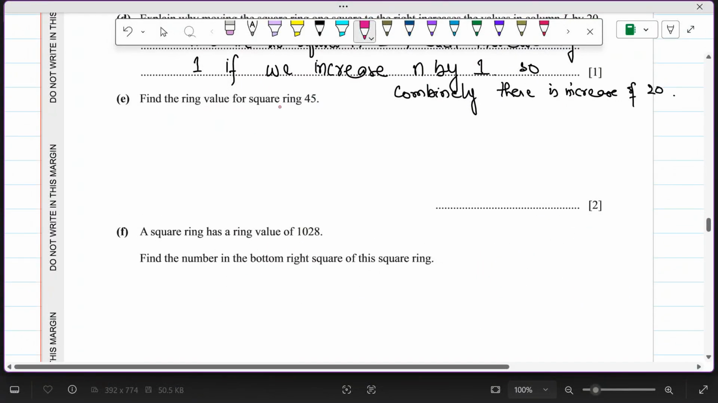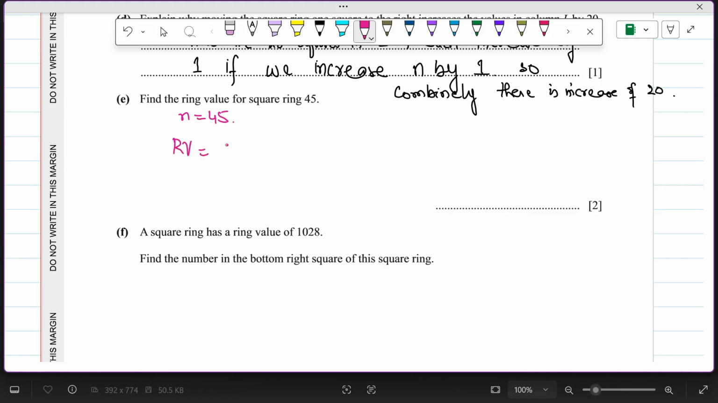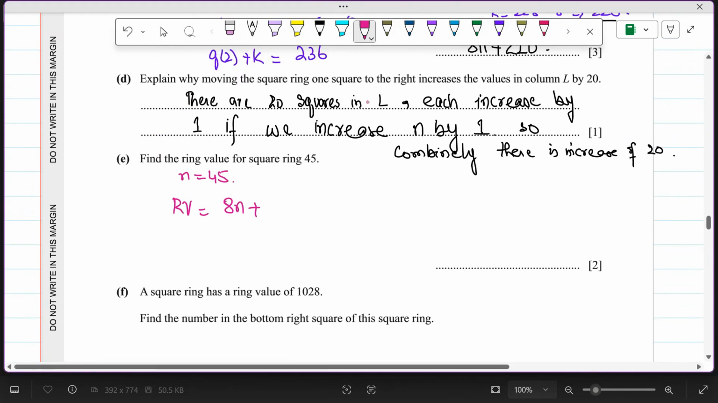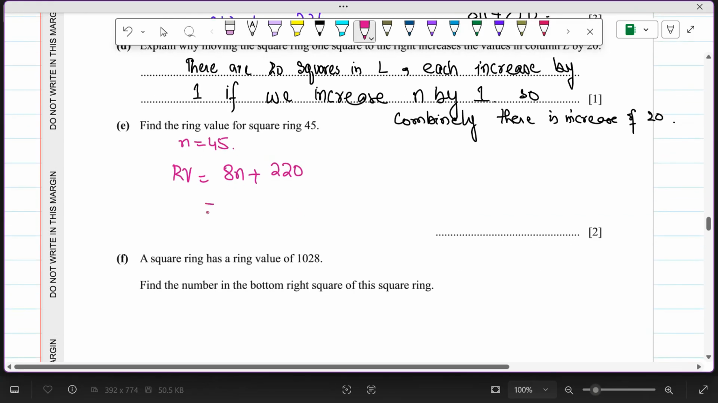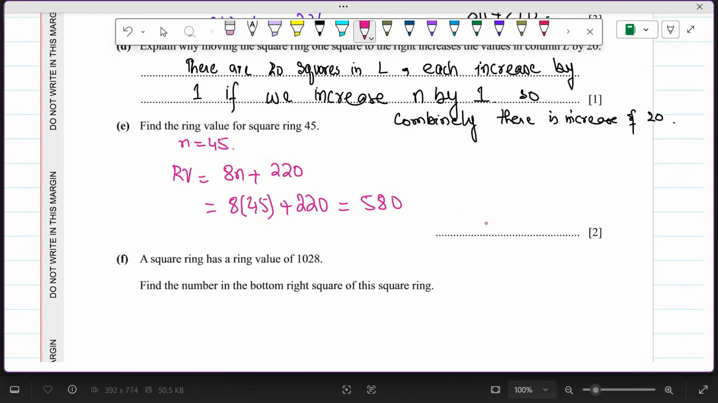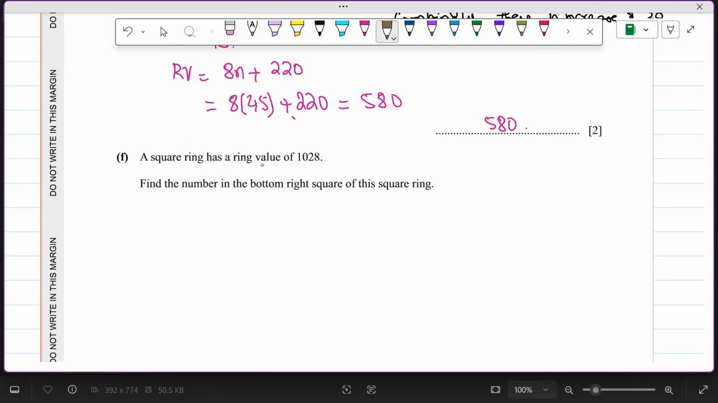Find the ring value for the square ring 45. So in this case n is 45, and we know that the square ring value is equal to 8n plus what we just calculated, which was 220. So when we plug n equal to 45, we have 8 times 45 plus 220, and this is equal to 580. So we have 580. Okay. The square ring has the ring value of 1028. So the ring value is 1028.